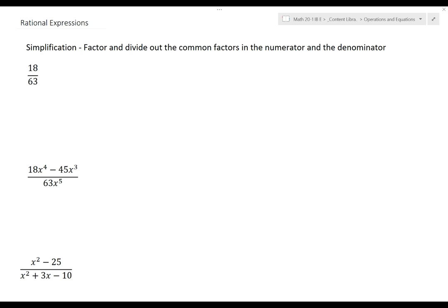Hi everyone. Today we're going to look at operations with rational expressions. It's a little bit of a longer lesson and there's quite a lot to cover, but feel free at any point to pause the video, rewind, go back over something.